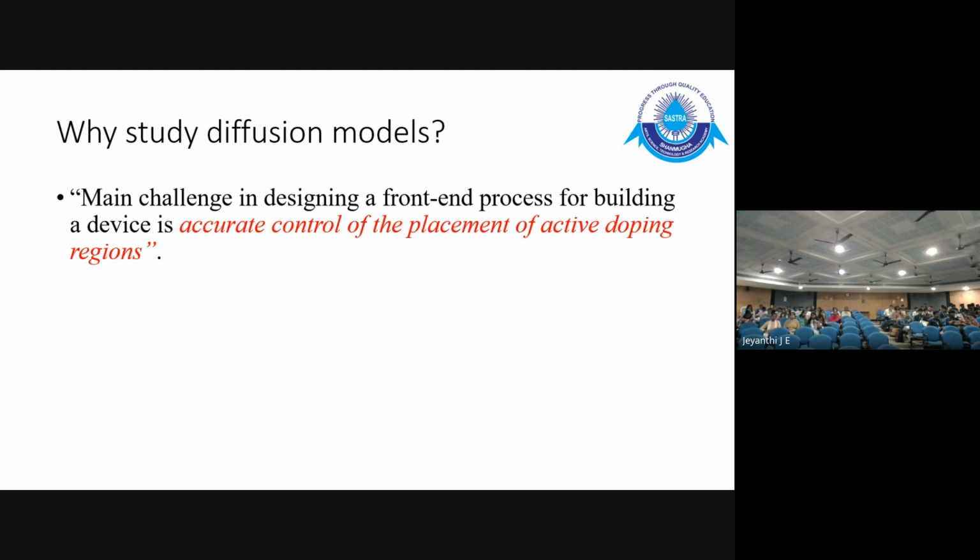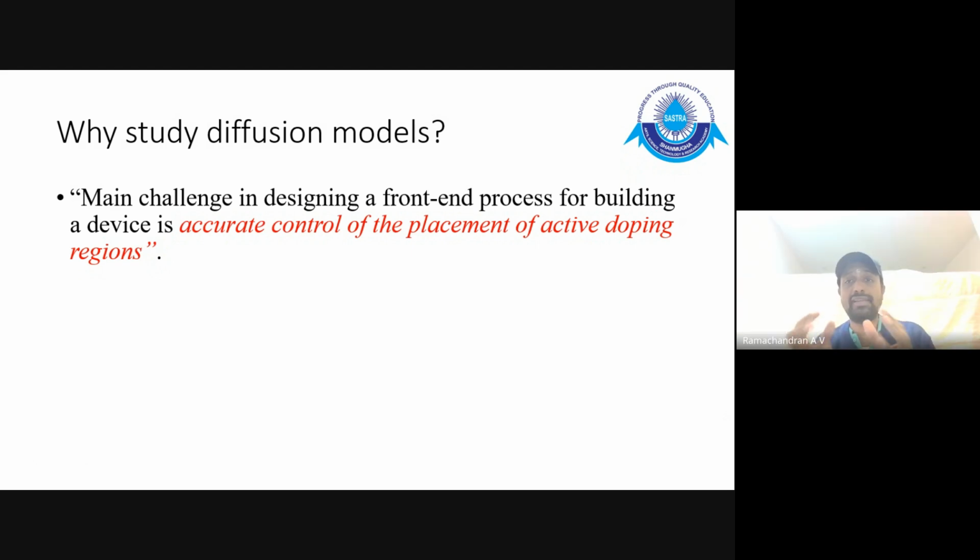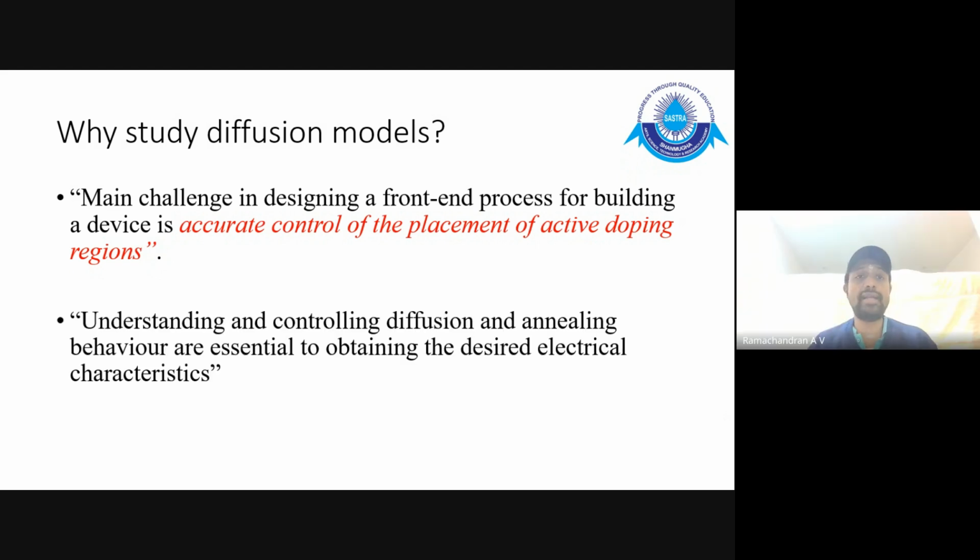That's why, you can see this red one, the accurate control of the placement of the active doping region. That means we understand them better, so we control the process better. We know what the driving parameter is, so we can control the entire process better. That's one advantage of modeling. So we understand and control the process, and that's why we're going to learn the modeling part.